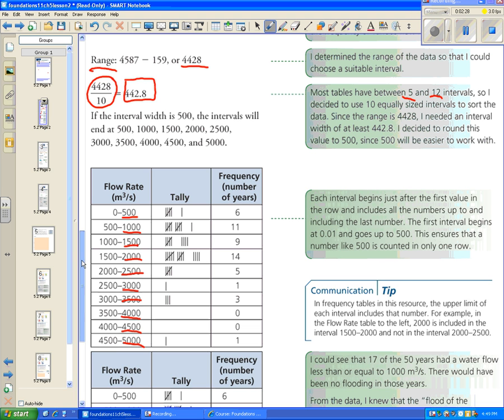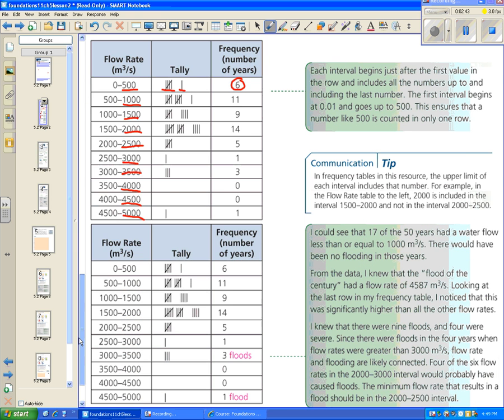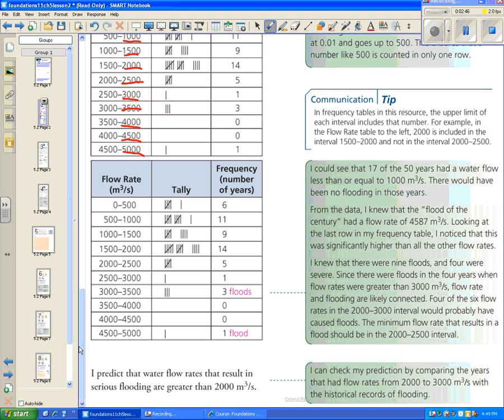So all we need to do is count the flow rates that are between 0 and 500. Here, Francine counted 6. So she tallied 1, 2, 3, 4, 5, 6, and then she wrote it in numbers as 6. And she continued to do that until she was finished her table.